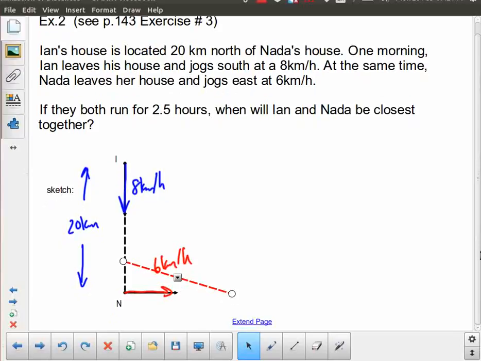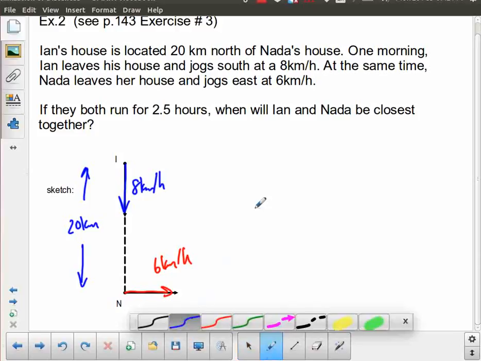So what we're looking at is, I'm just going to get rid of that little piece of clutter. What we are looking at is, once again, the distance formula.